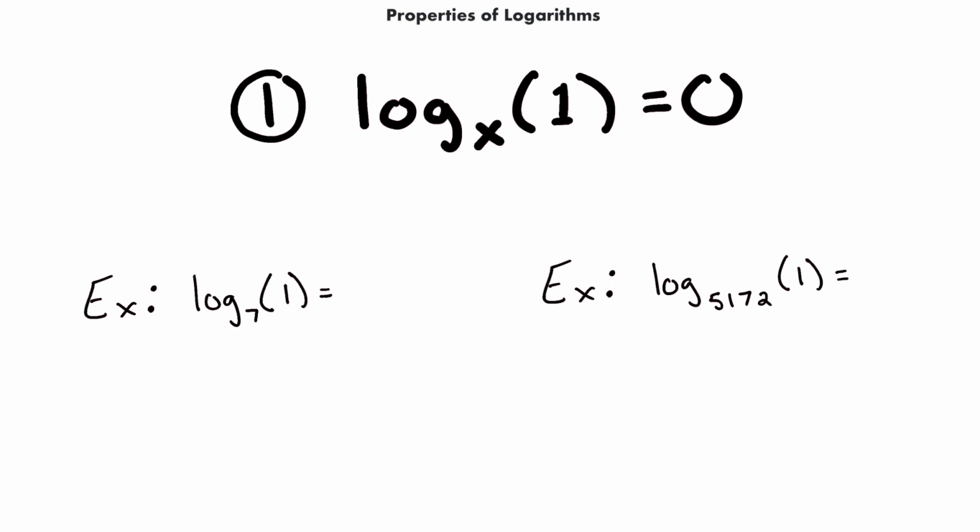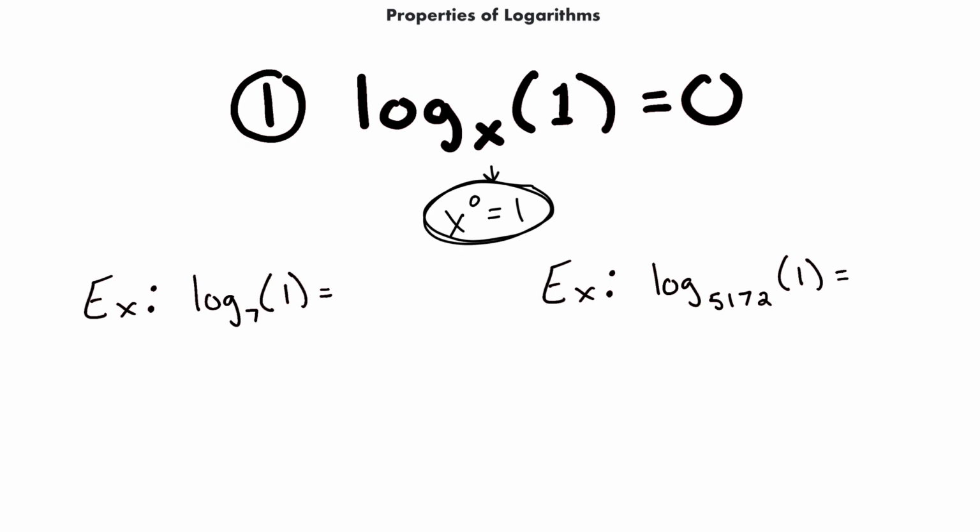Now, why does this property always hold to be true? Well, if I switch this to exponential form, you would see why. As an exponential, this logarithmic equation is the same thing as saying x to the 0 power is equal to 1. That's always true regardless of what the value of x is. 7 to the 0 power is equal to 1. 341 to the 0 power is equal to 1. Pi to the 0 power is equal to 1. That logarithmic property is the same thing as stating this exponential property.